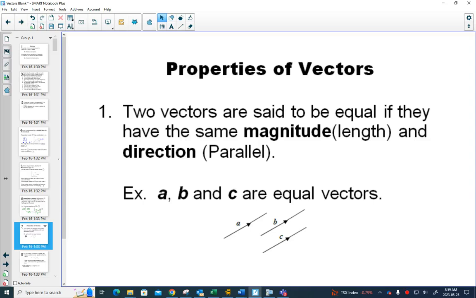Okay. So, first of all, vectors are equal if they have the same magnitude and the same direction. In other words, they're parallel because they have the same direction. So it doesn't matter where they are, and often vectors aren't fixed. They're just floating. You can move them wherever you want. And they're equal if they look like this.